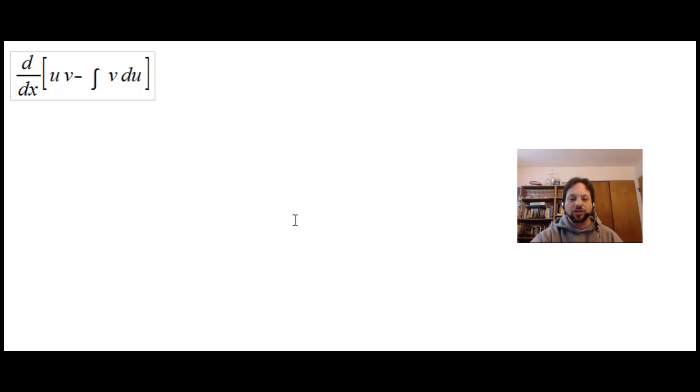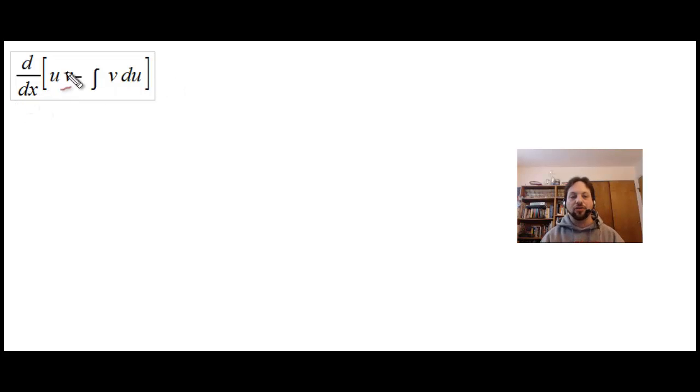So I would like you to give a shot to this derivative right here, the derivative of this function, u times v minus the integral of v du. If you would like to try this on your own, please pause the video and give it a shot. When you rejoin us, we'll be working this out. As for the rest of you, let's go ahead and try this.